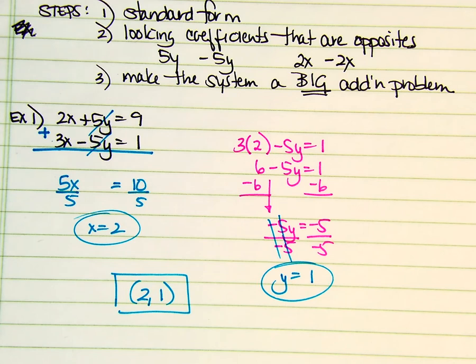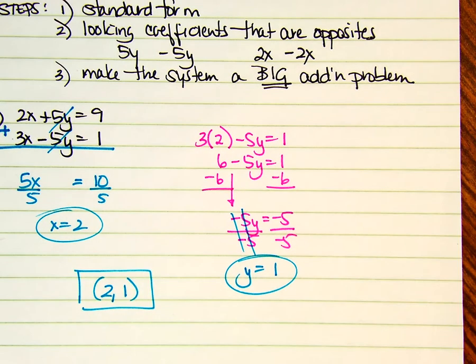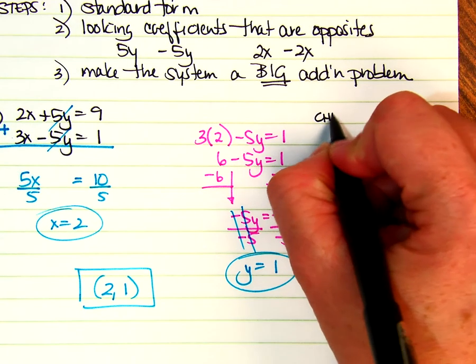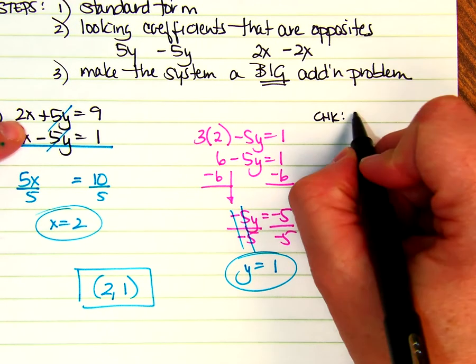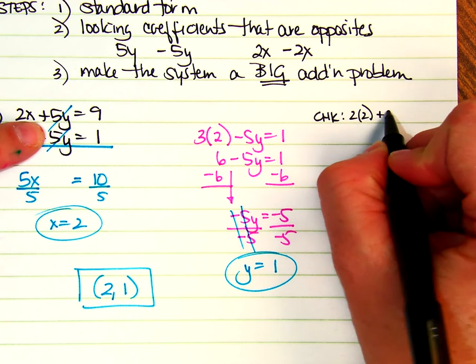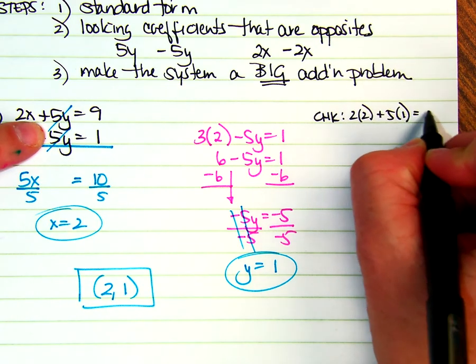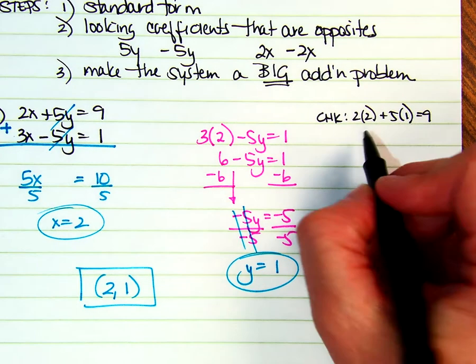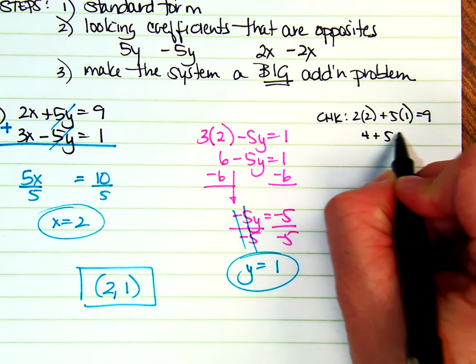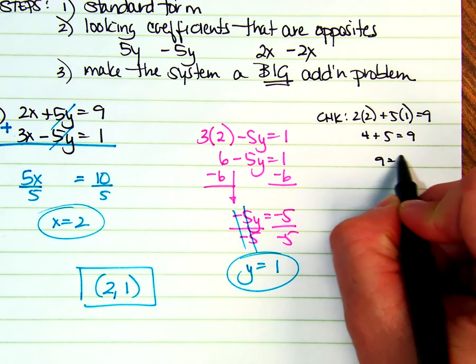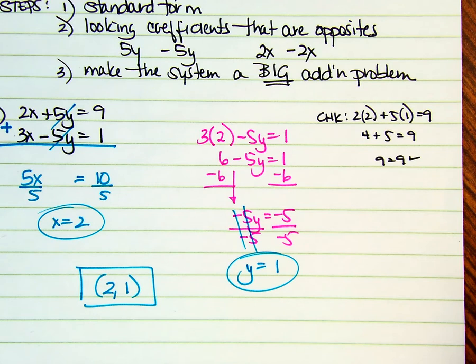And again, I can check it fairly quickly. I'm going to put my check over here. So 2 times 2 plus 5 times 1 equals 9. I'm going to do this in my head. 4 plus 5 equals 9. 9 equals 9. So it checks already in the first one.